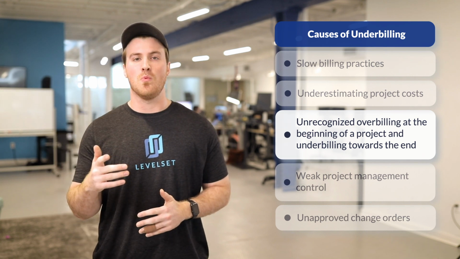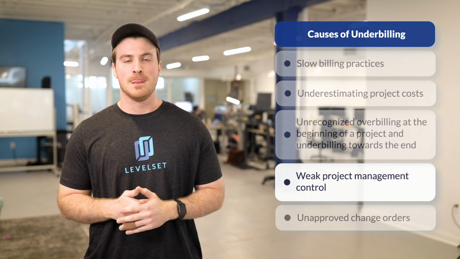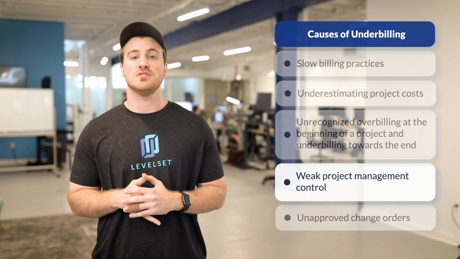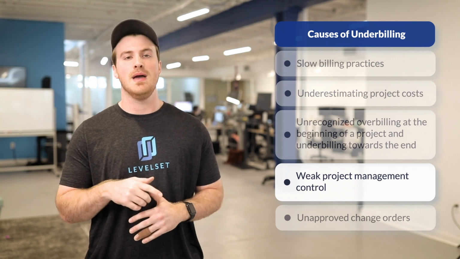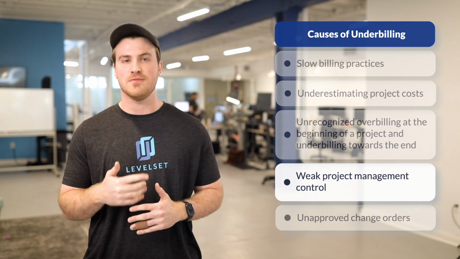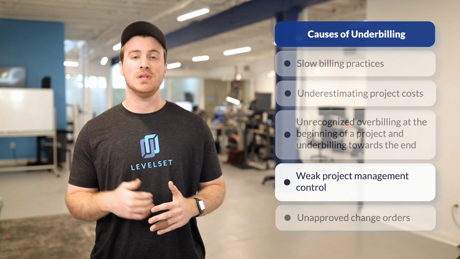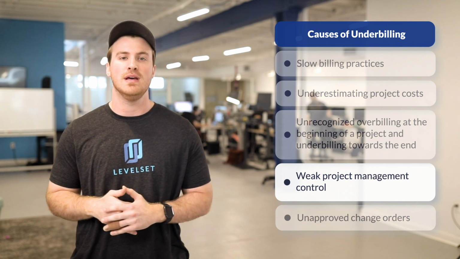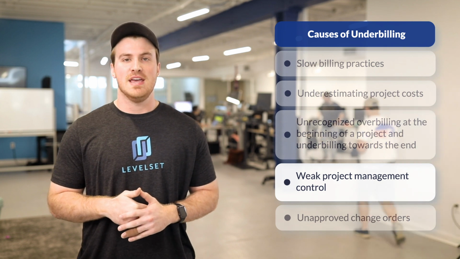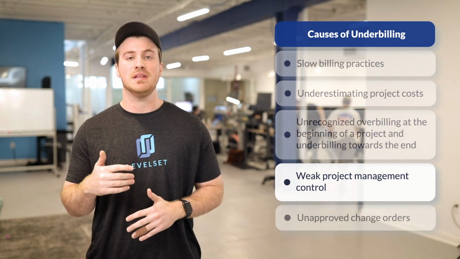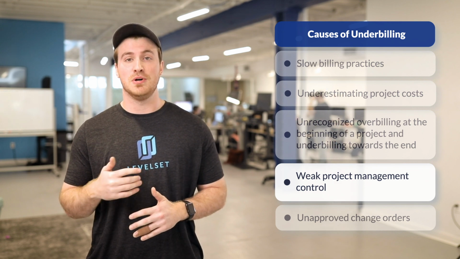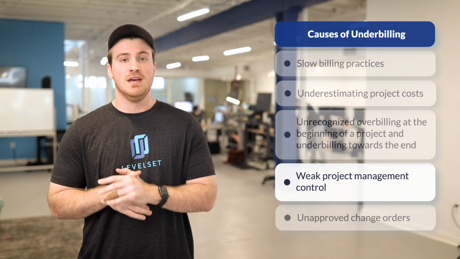Next, let's talk about weak project management control. This refers to the cost for non-billable work. An example of this is using materials from existing inventory but not including those materials in the invoices, or pulling labor off of one project and putting it on another without considering additional labor costs. It might not result in direct underbilling, but the net effect is similar. Not all of the labor or materials put into the job are being billed.